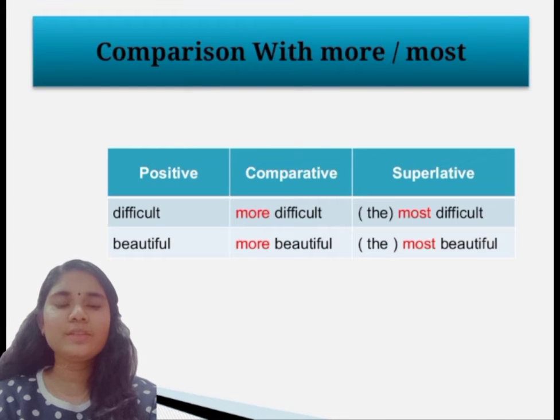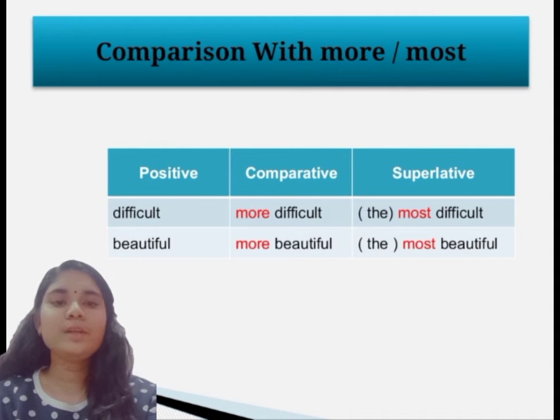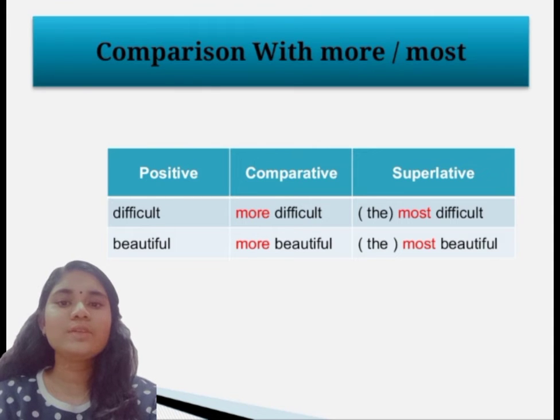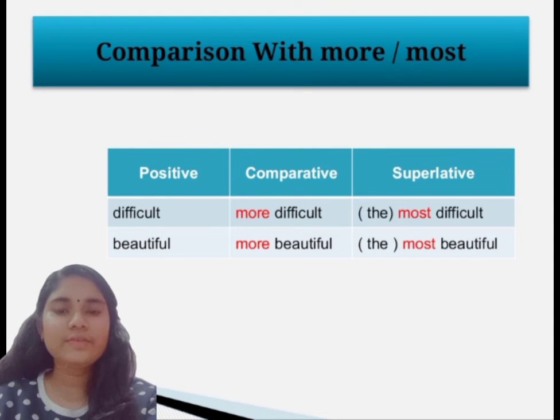And then comparison of adjectives with more and most. In the comparative we add more in front of the adjective, and in the superlative we add most in front of the adjective. There are two examples. First, difficult. In comparative it becomes more difficult, and in superlative it becomes most difficult. Second, beautiful. More beautiful in comparative and most beautiful in superlative.